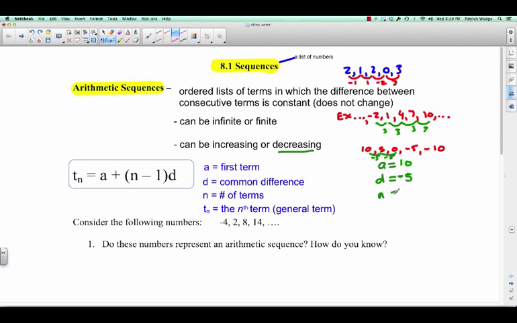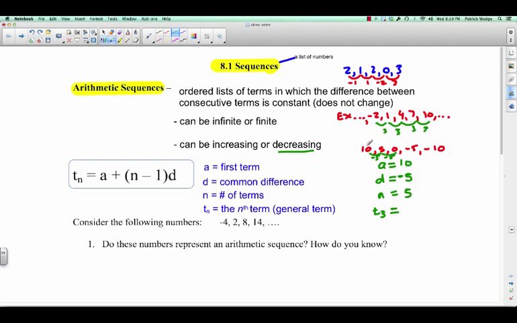N is the number of terms. So let's count them up. 1, 2, 3, 4, 5. N is 5, because that's how many terms there are. So now we're left with T of n. We actually can't answer what T of n is. We need to be more specific. We need to say whether it's T1 or T2 or T3, because what that means, for example, if I put T3, that means what's the third term?